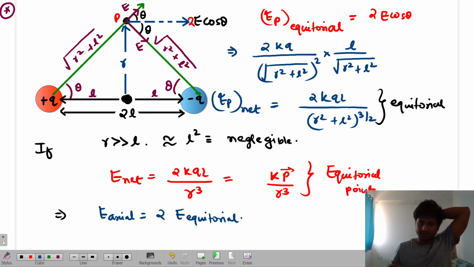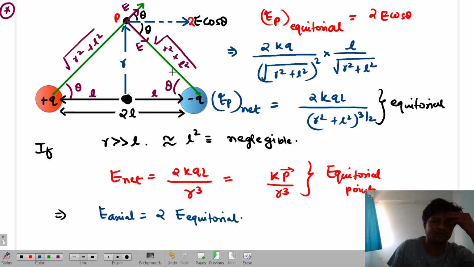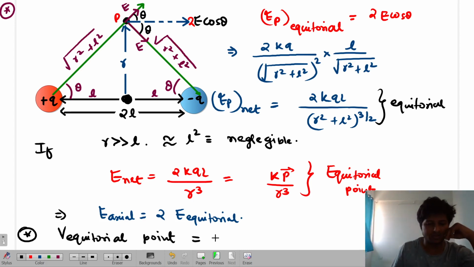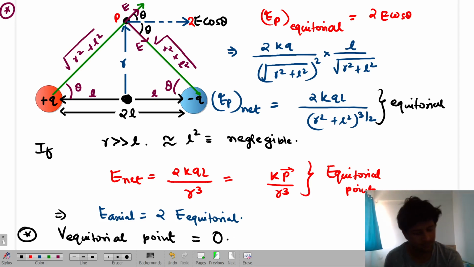Now look over here. If I measure the potential, since the distance is the same, both distances are the same, isn't it? So for plus q, the potential will be kq by this hypotenuse, and for minus q, it will be minus kq by this hypotenuse or not. So net potential at the equatorial point, remember, is not maximum or something. It is basically equal to zero. Are you able to get me? Is that clear?